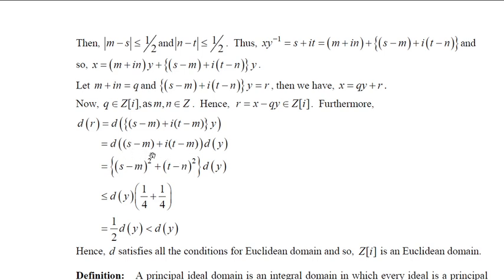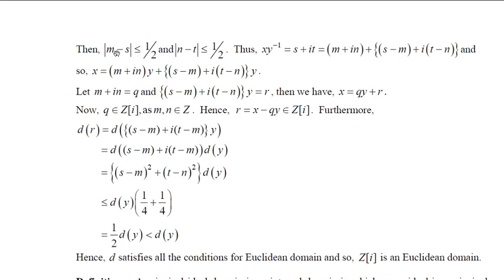Here instead of a, you are having s minus m. So s minus m whole square plus t minus n, this is n, not m, t minus n whole square into d of y. But we know that the distance between m and s, m minus s or s minus m, because there is a modulus both are one and the same, is less than or equal to half.